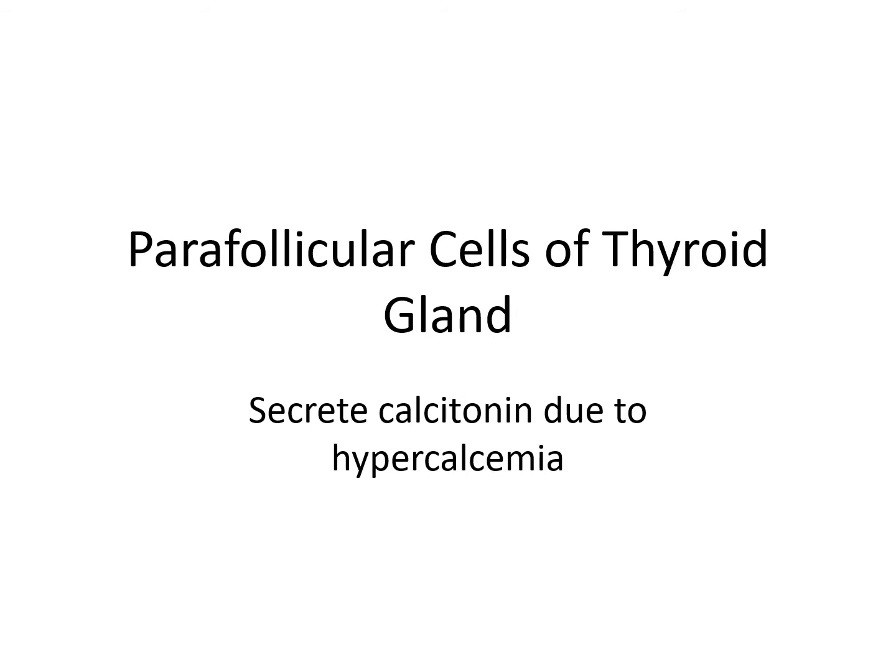Okay. Now, we also mentioned that the thyroid gland produces another hormone called calcitonin. And this is produced by the parafollicular cells of the thyroid gland. Calcitonin is released due to hypercalcemia. So in other words, it's secreted in response to high blood levels of calcium.